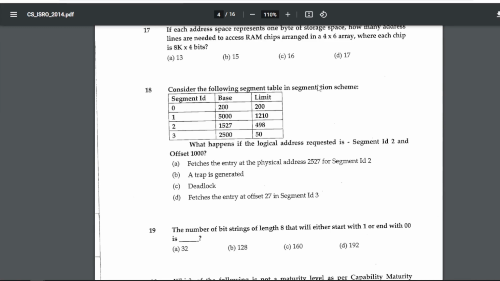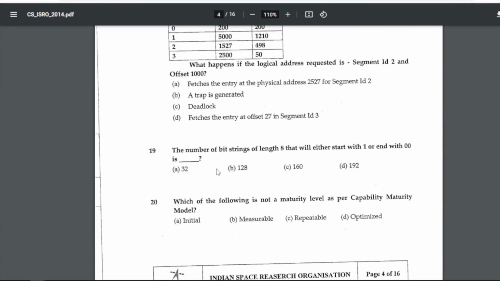Now question number 18: consider the following segment table in a segmentation scheme, right? What happens if the logical address requested is segment ID 2 and offset 1000? So for this our answer will be B, that is a trap is generated. So what happens if the logical address requested is segment ID 2 and offset 10,000? Here the trap is generated.